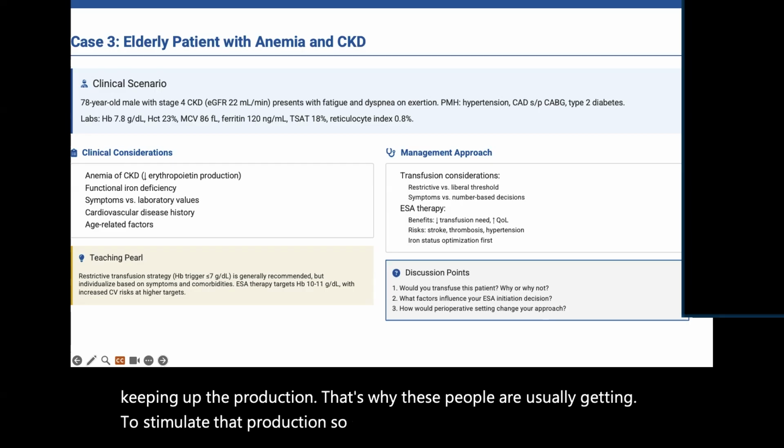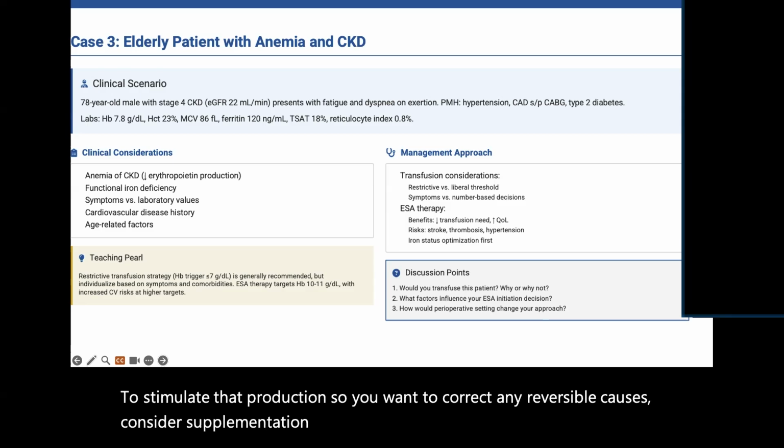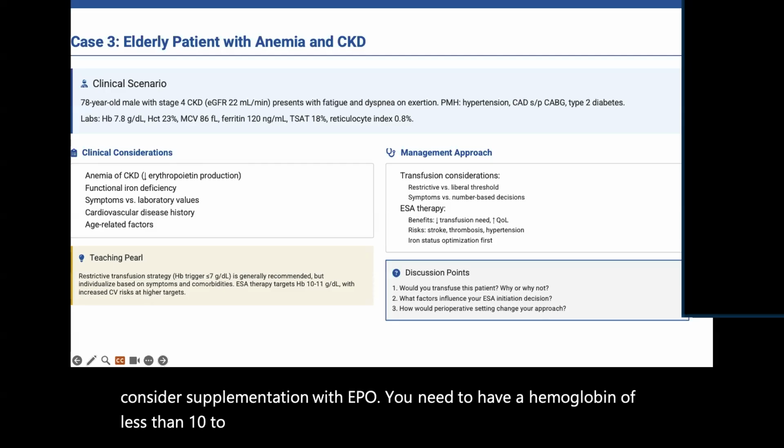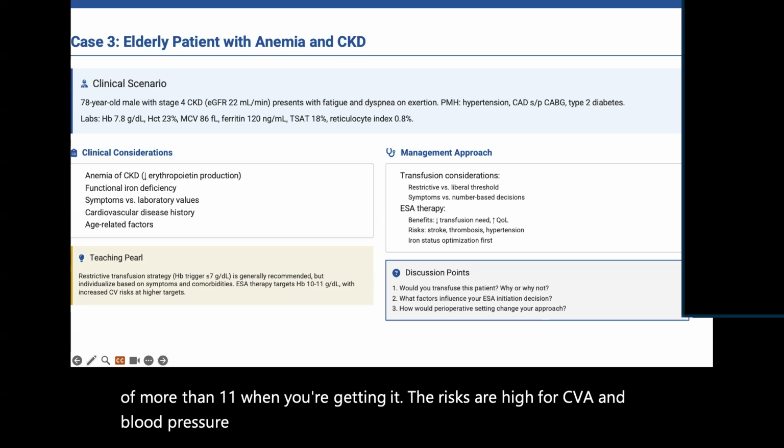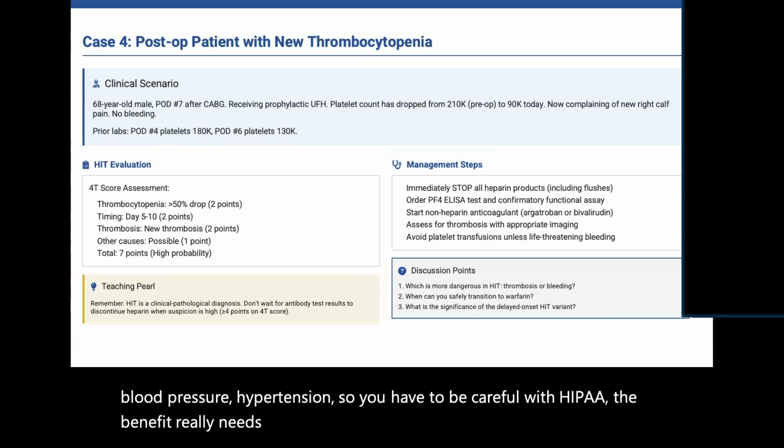So you want to correct any reversible causes. Consider supplementation with EPO. You need to have a hemoglobin of less than 10 to qualify for EPO, and you don't want to have a hemoglobin of more than 11 when you're getting it. The risks are high for CVA and hypertension. So you have to be careful with EPO. The benefit really needs to outweigh the risk.